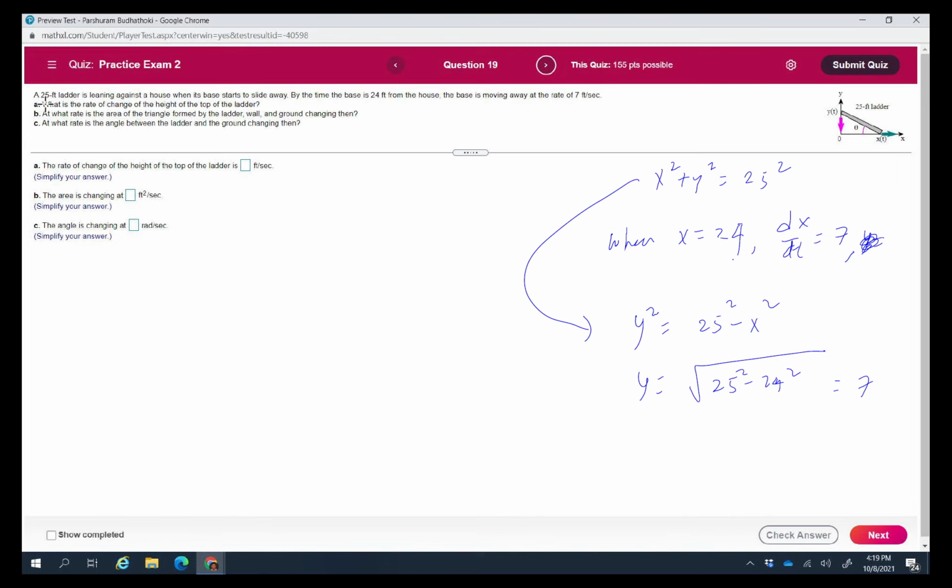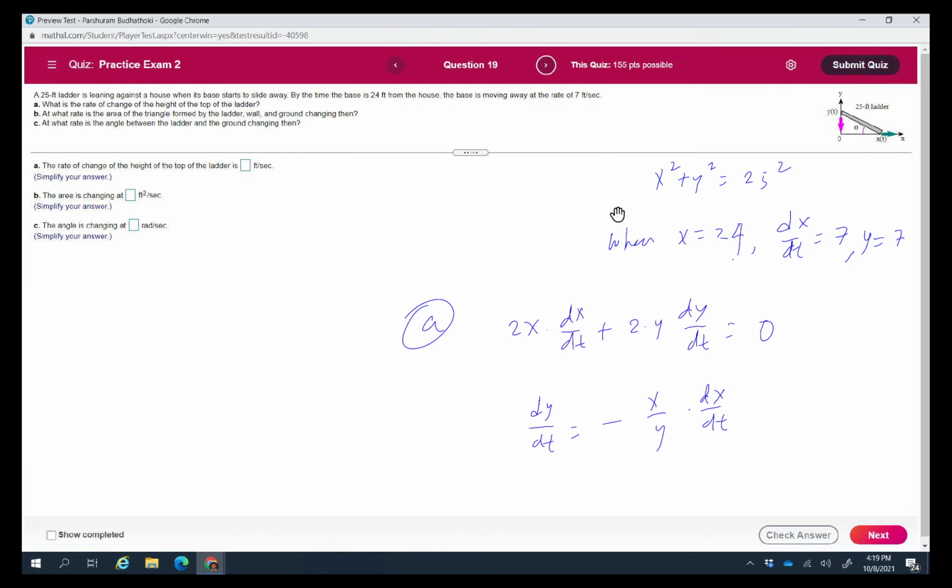And to answer the first part, what is the rate of change of the height of the top of the ladder? We would like to find dy over dt. For that, we're going to use this relation, this equation, and all these values. So if we differentiate this equation with respect to time, both sides, we get 2x times dx over dt by using the chain rule, plus 2y times dy over dt for the second part, and then the derivative of 25 is 0. Now because we want to find dy over dt, we bring this term to the right side and just divide both sides by 2y, and that 2 and this 2 will cancel out, and this will be our formula.